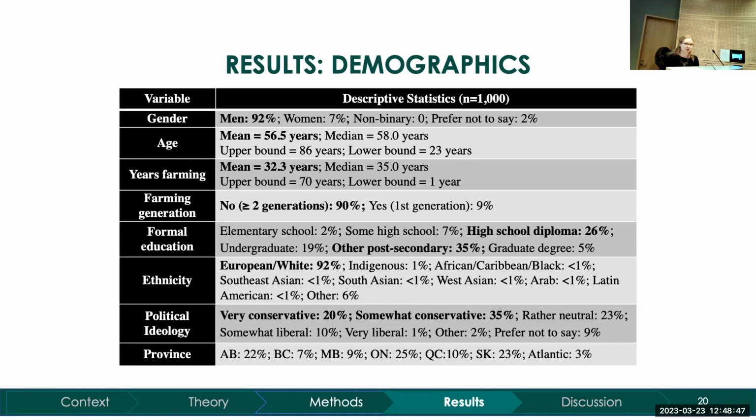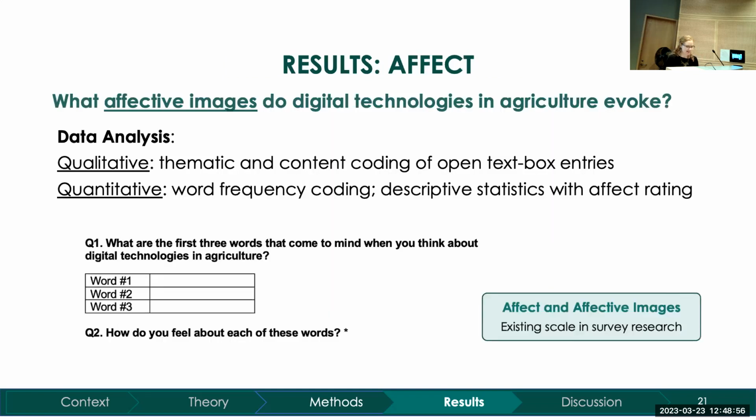Our quotas were successful in representing the different regions where farmers live. And we included an attitudinal scale for political ideology. Thank you. Okay, so first we'll present the results of the affective imagery analysis.